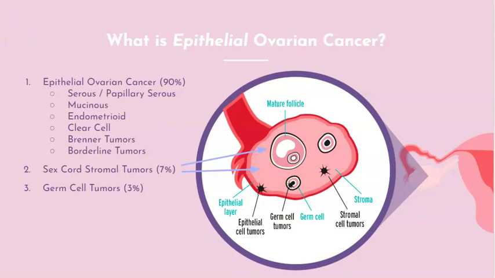There's also sex cord stromal tumors, which is when you get cancer in the hormone-producing cells or the connective tissue of the ovary. Typically these tumors form from the follicle cells, and it only accounts for about 7% of ovarian cancer cases. And then lastly, we have germ cell tumors, which is when you get cancer in the egg-producing cells of the ovary. But this is the least common type at only 3%. The main reason why I decided to focus on just epithelial is because it occurs most often, and the symptoms between epithelial versus sex cord stromal and germ cell are very different. So I'm just focusing on epithelial today.